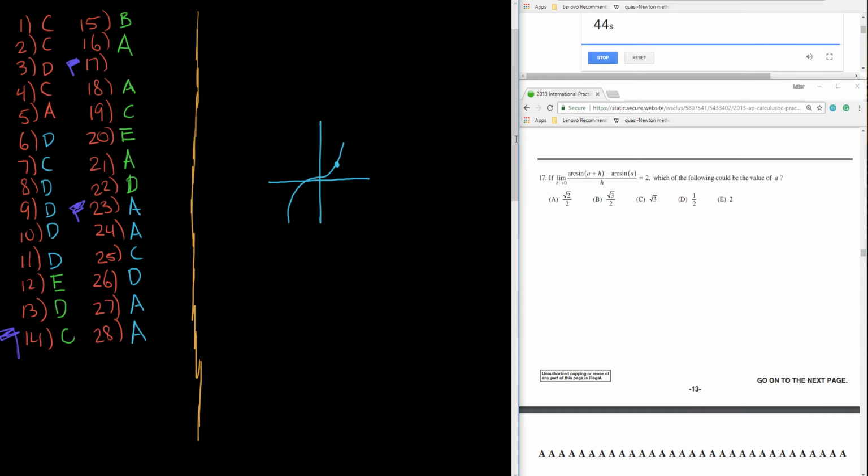So it can't be C, can't be E. Probably isn't D. I'm gonna guess it's A.